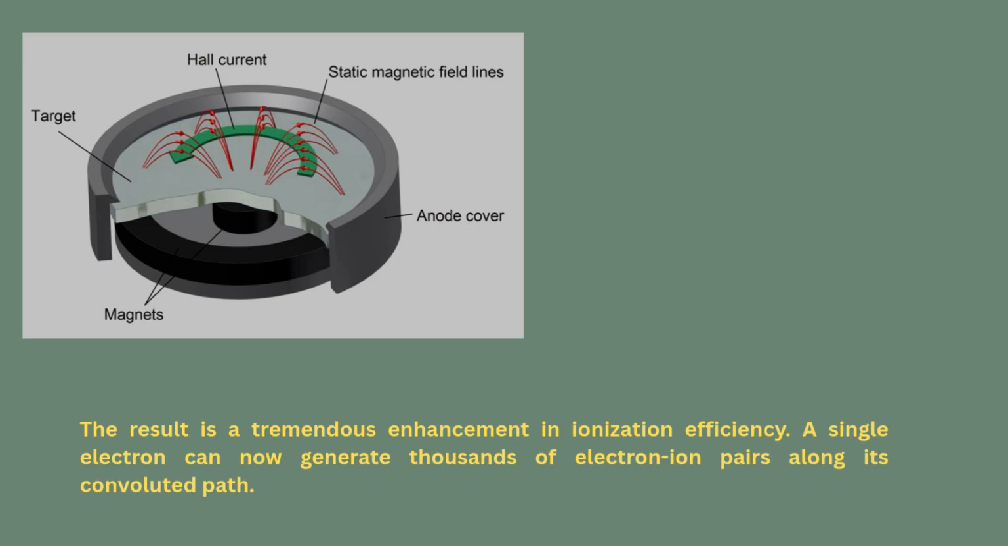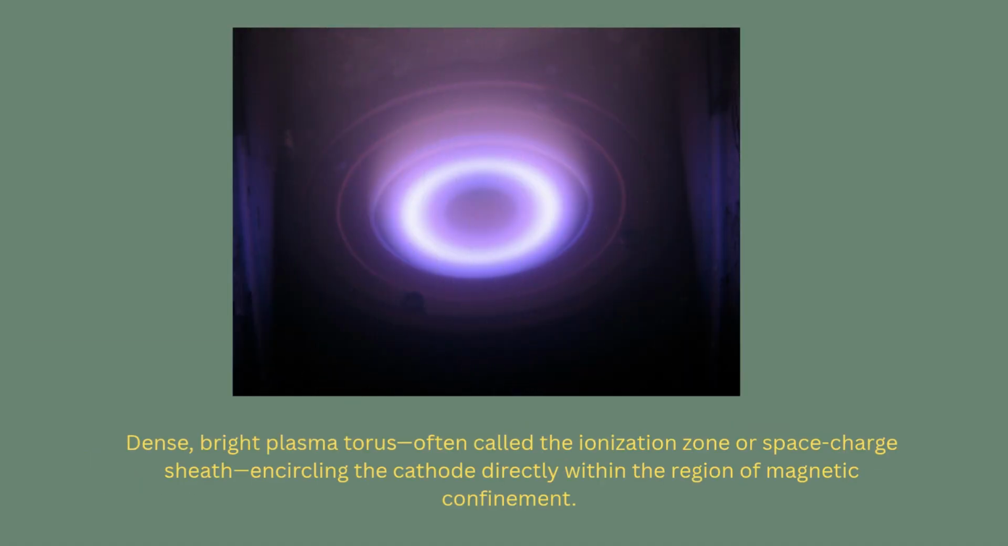A single electron can now generate thousands of electron-ion pairs along its convoluted path. This leads to the formation of a dense, bright plasma torus, often called the ionization zone or space charge sheath, encircling the cathode directly within the region of magnetic confinement. The positive ions, being much heavier, are virtually unaffected by the magnetic field. They are accelerated by the strong electric field directly into the cathode, resulting in intense, focused ion bombardment.